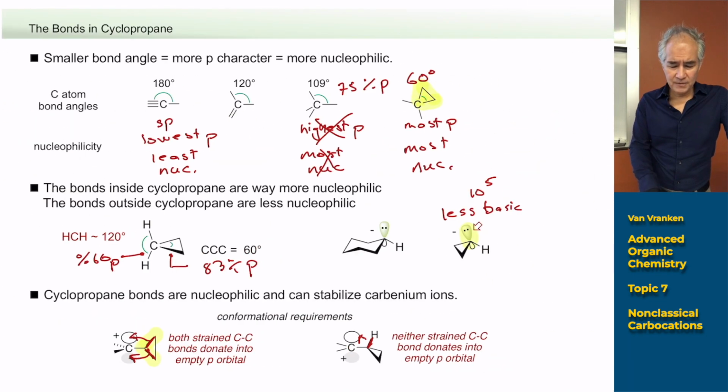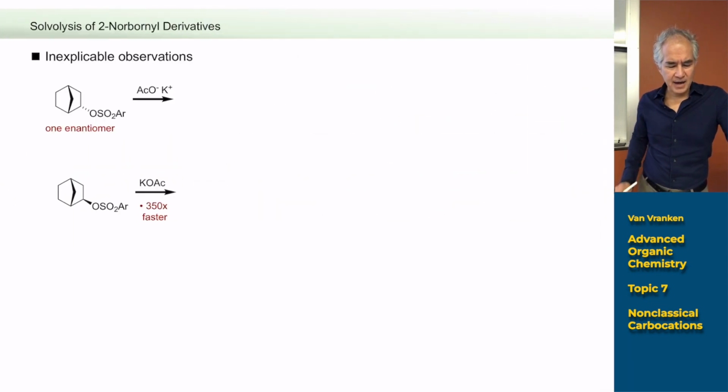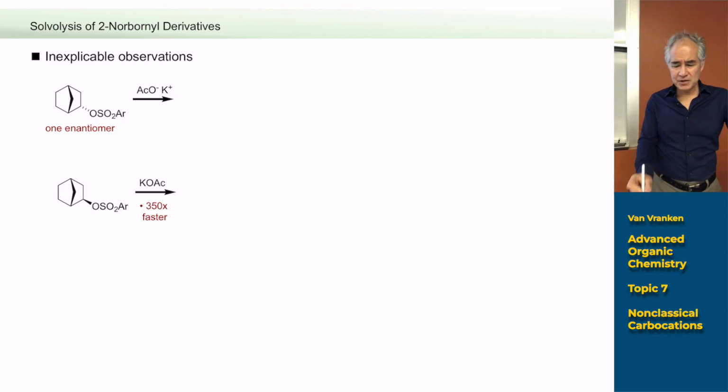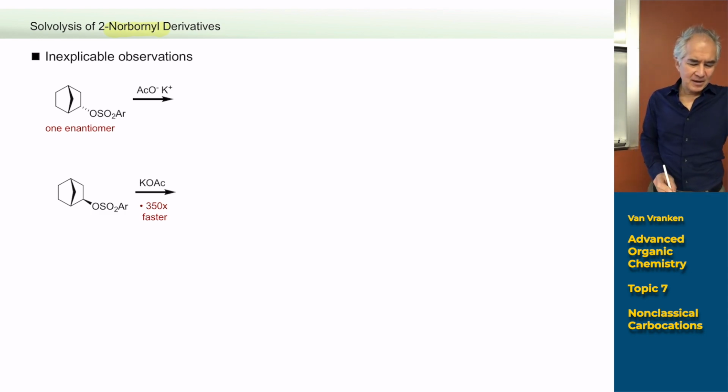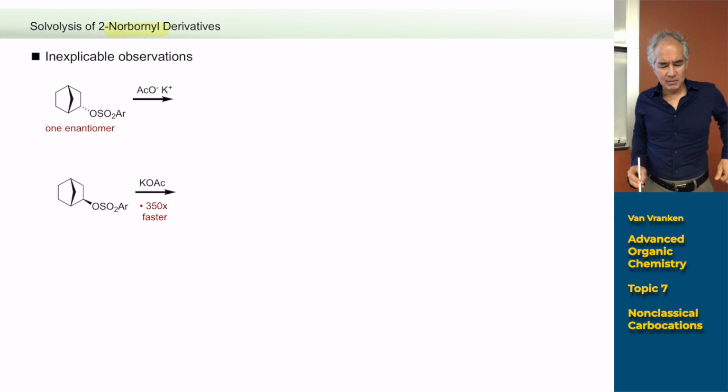I want to come back over and take a look at these bicyclic ring systems. These are special ring systems called Norbornyl ring systems. The nomenclature would be a bicyclo[2.2.1] ring system, but we call that a Norbornyl ring system. And you've probably seen these before, generated through Diels-Alder reactions when you took an introductory organic chemistry course. Let me give you 2 completely inexplicable observations.